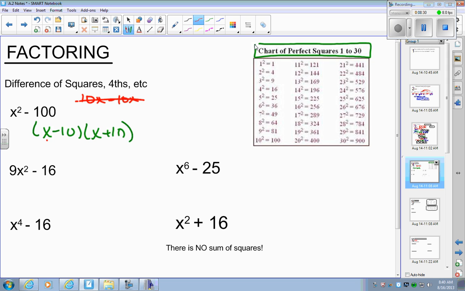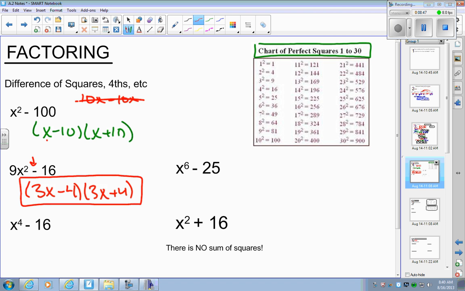Next one, 9x squared minus 16. They're both perfect squares. There's no b term in the middle, as far as a term with just an x in it. So I'm going to try 3x minus 4. I'm going to try 3x plus 4. Okay, middle terms will cancel as long as whatever is in the parentheses is the same and you have opposite signs.